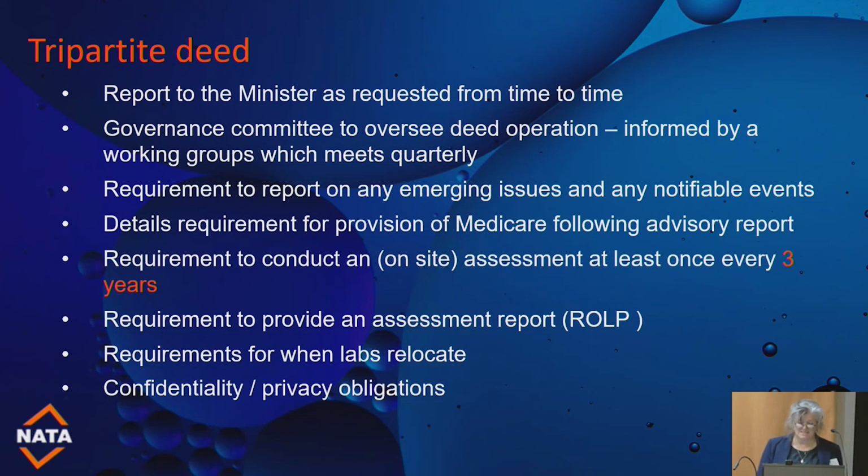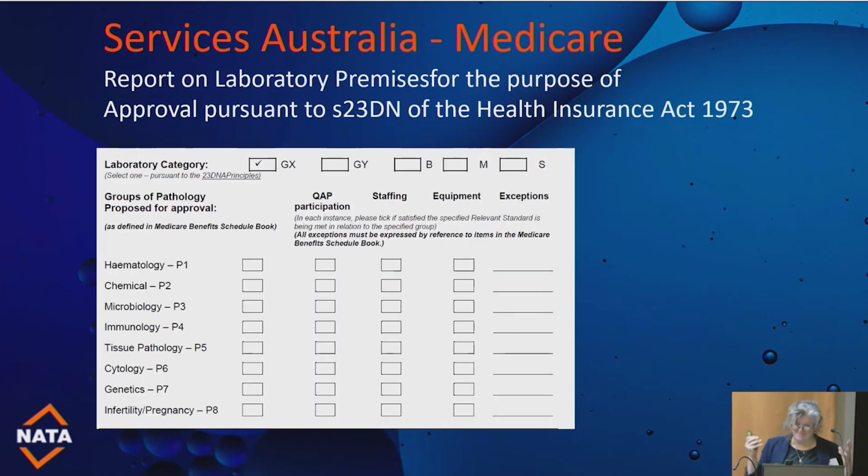So it's the deed that dictates a lot of the NATA processes and where we have to move from. This is an extract of the copy of the Medicare report. This is the Medicare report that basically all labs want from us. They want it in time so they can give it to Services Australia.